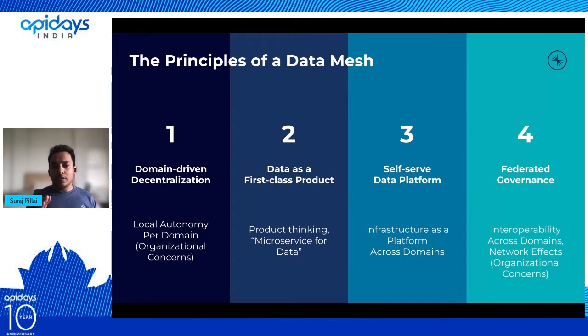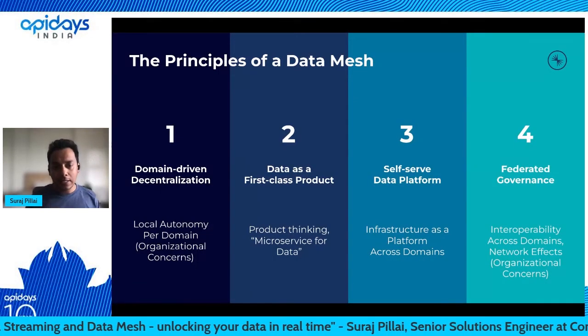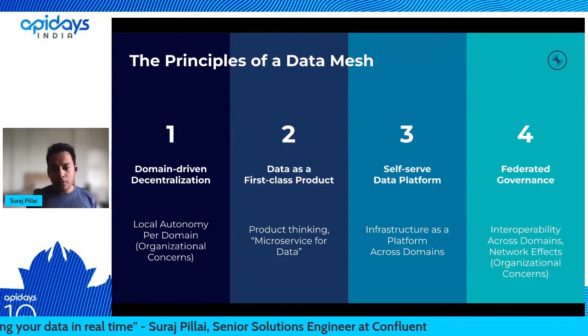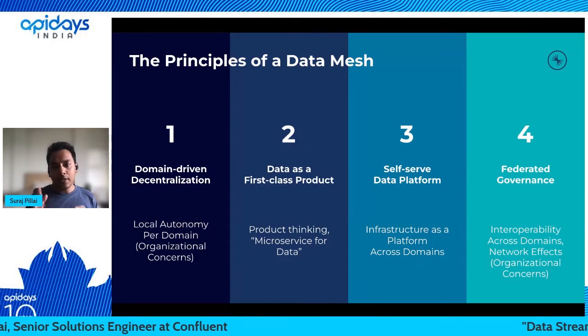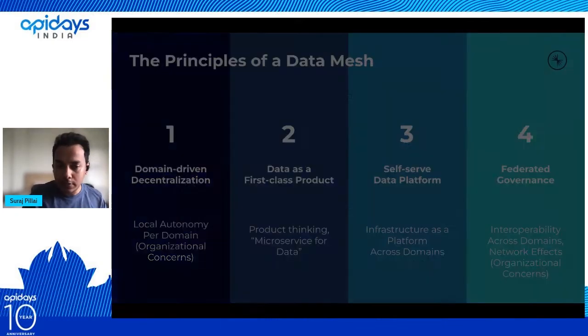So the principles of a data mesh are these. The first one is domain-driven decentralization. The second one is data as a first-class product. Third one is it should be self-serviceable. And fourth one is federated governance. Next, what we are going to do is we'll dive into each one of these in some detail, and then we'll see how Confluent can help them.